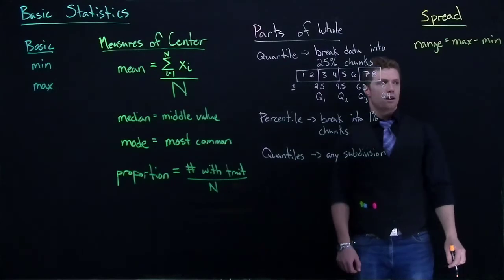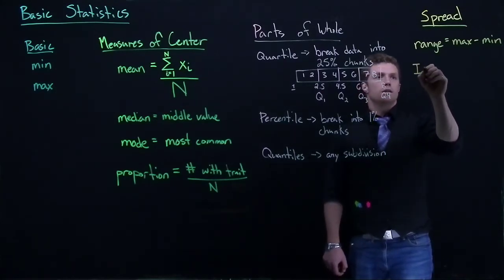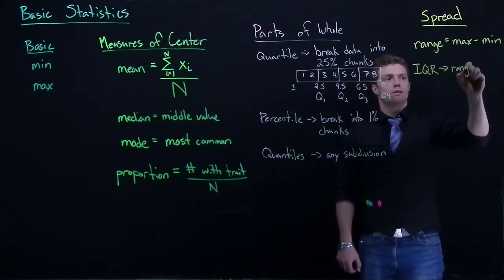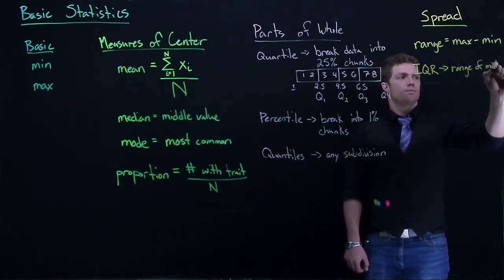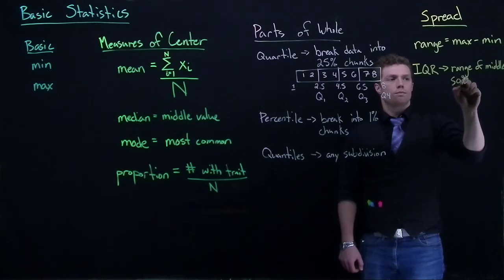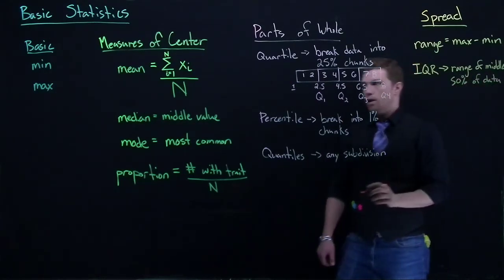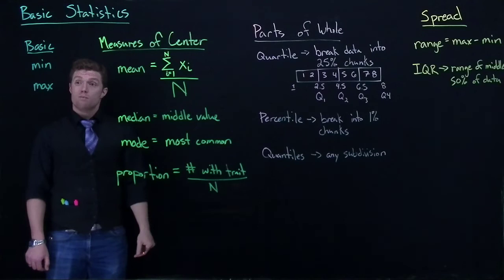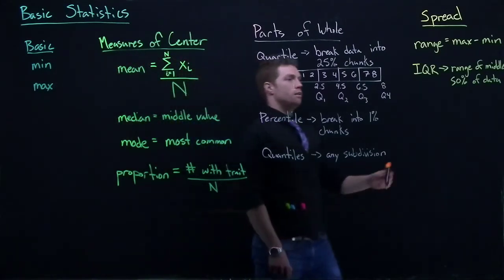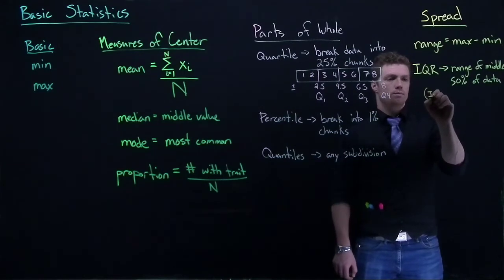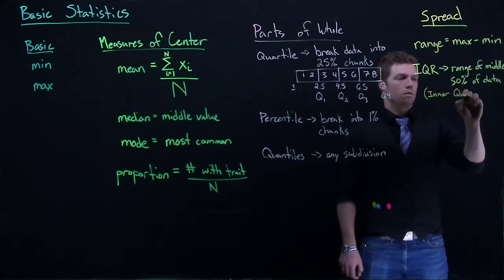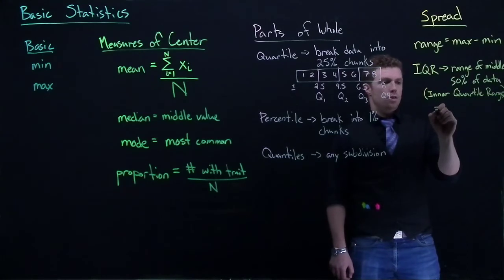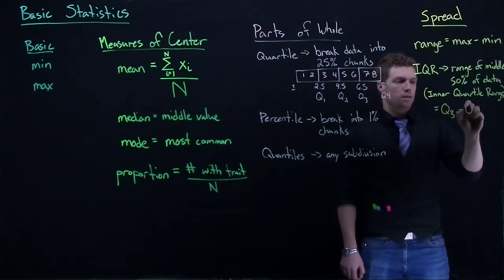The next one that we want to talk about is what's called the IQR. And by definition, it's the range of the middle 50%. Okay, so we're going to use our quartiles to figure out what the IQR actually is. So we take Q3 minus Q1, and it gives us our inner quartile range. So let me put that in parentheses, inner quartile range, and it is equal to Q3 minus Q1.